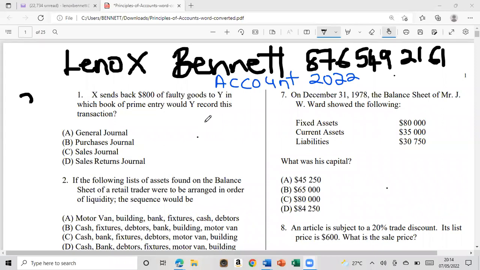As you can see, this is an accounts paper. Let's get ready to rumble.